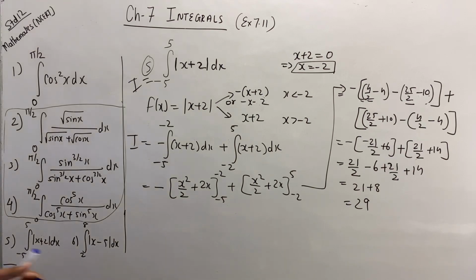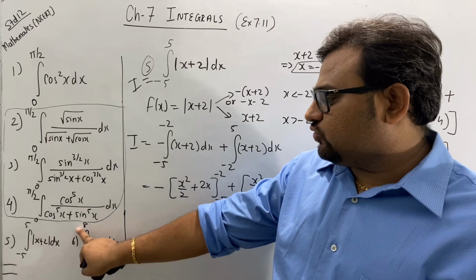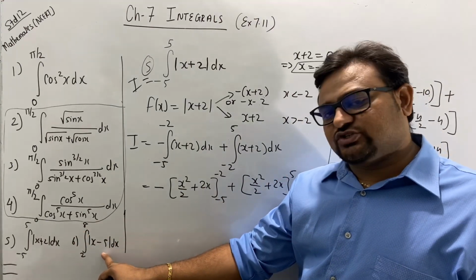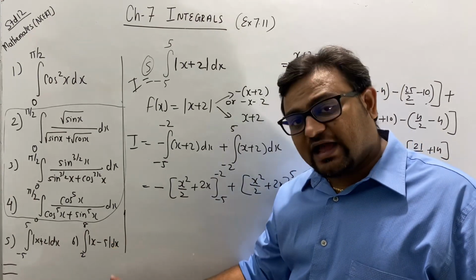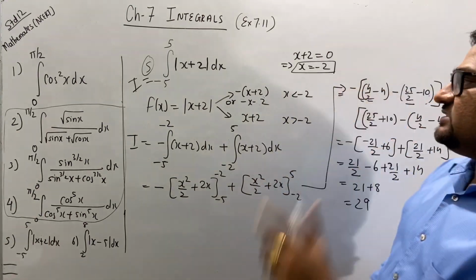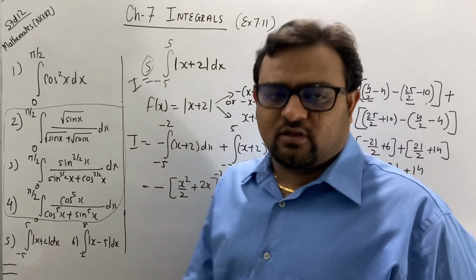Okay, let's move to the next one. The next question, that is 6, is similar to 8. It's x minus 5. So when I take x minus 5 equal to 0, x will be equal to 5. So I'll split it in two parts, from 2 to 5 and from 5 to 8. And you solve it similar to question number 5. So I'm giving you this for yourself.